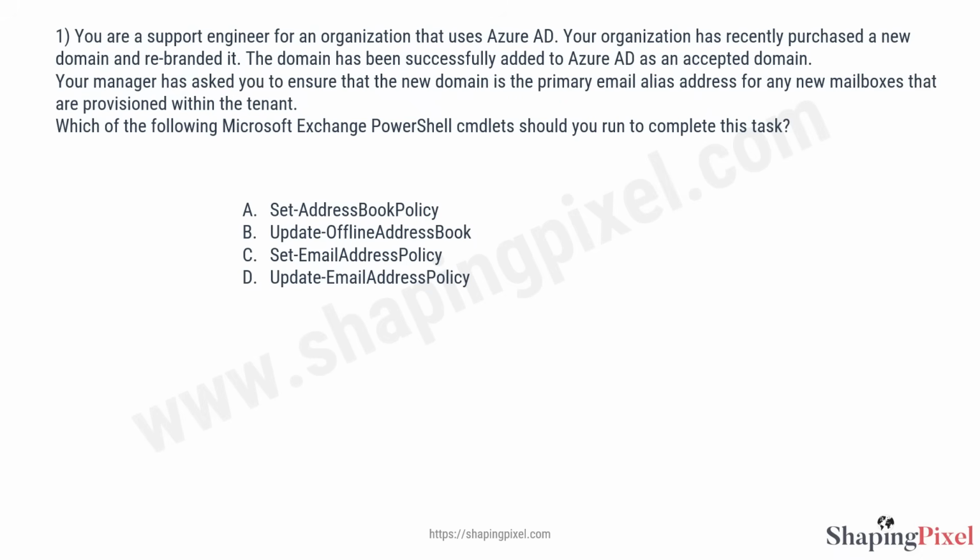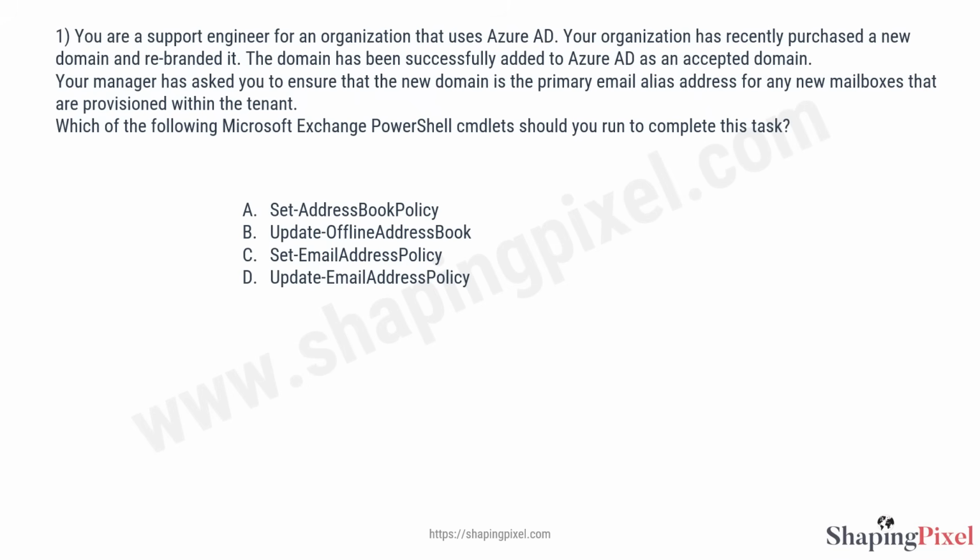So question number 1. You are a support engineer for an organization that uses Azure AD. Your organization has recently purchased a new domain and rebranded it. The domain has been successfully added to Azure AD as an accepted domain. Your manager has asked you to ensure that the new domain is the primary email alias address for any new mailboxes that are provisioned within the tenant. Which of the following Microsoft Exchange PowerShell cmdlets should you run to complete this task? And we have the following 4 options.